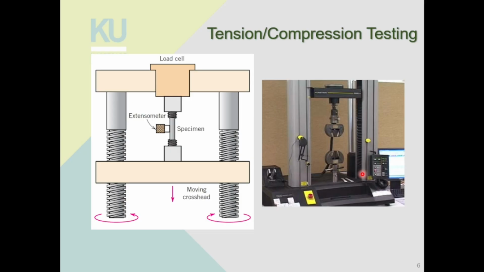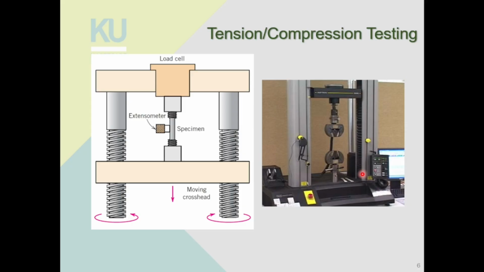So you are trying to move the crosshead, so you are pulling on your specimen. At the same time, you are using a load cell to measure the load or the force the specimen is experiencing. At the same time, you are using an extensometer to measure the extension. So while you are pulling on your sample, you are measuring two things: the force using the load cell, and the extension of the specimen using the extensometer.